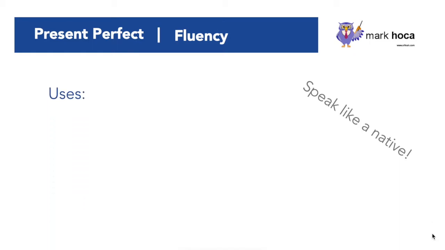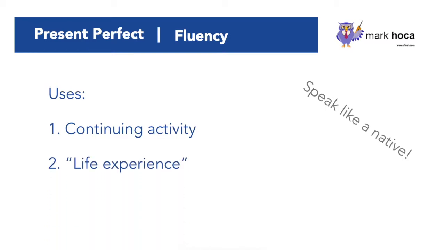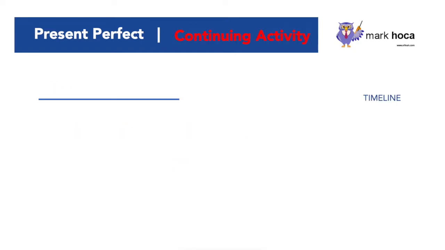So the important thing is to focus on the uses. What can we use it for? In what situations? So first we have this idea of an activity that started in the past and is continuing now and will probably continue in the future. Then the second function is what we call life experience. So that's when you want to say that you've done something. There's another one called a recent action, and we won't be talking about that today. We're only talking about these two activities. These are the main ones.